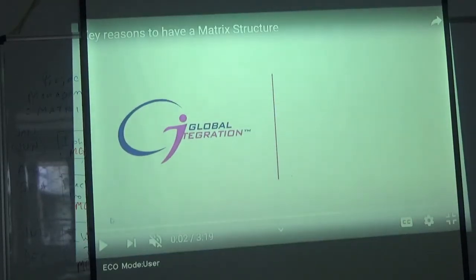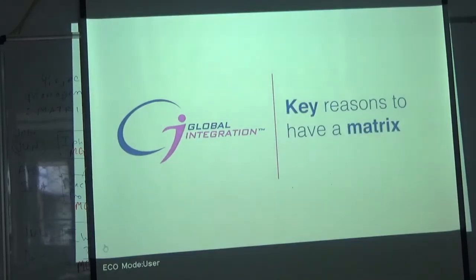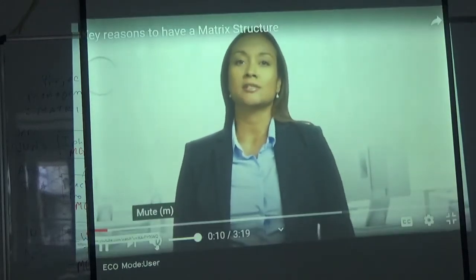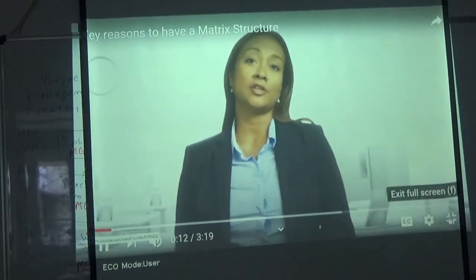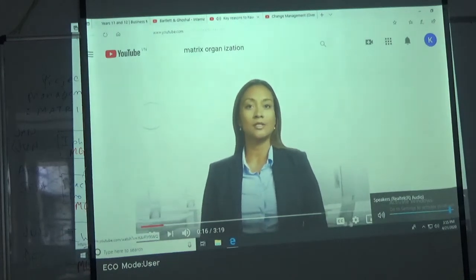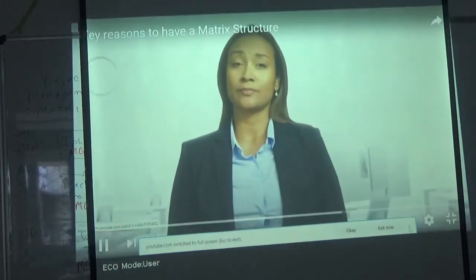Key reasons to have a matrix structure. Key reasons why organisations introduce a matrix, and the importance of communicating these reasons clearly. It also introduces some potential downsides of the matrix for the way we work together.